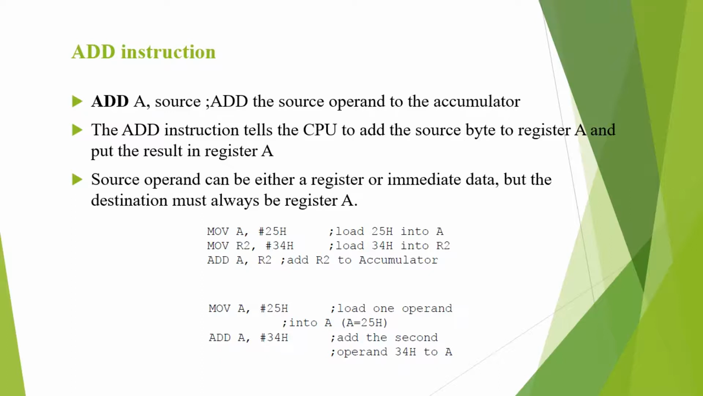Similar code can also be written as MOV A, #25h, that is, loading the value 25 to A. Then ADD A, #34h. So now 34 is added to A and the result is stored in A.